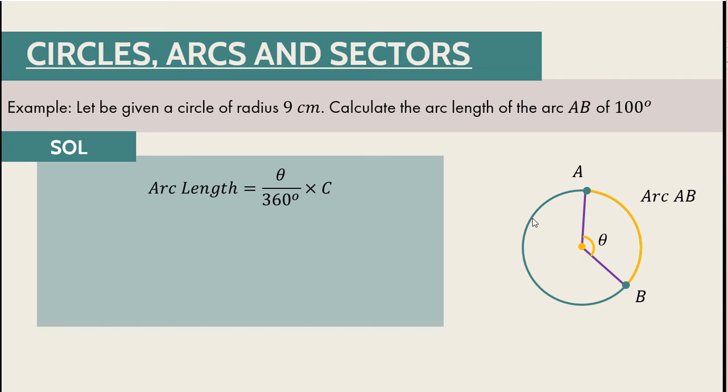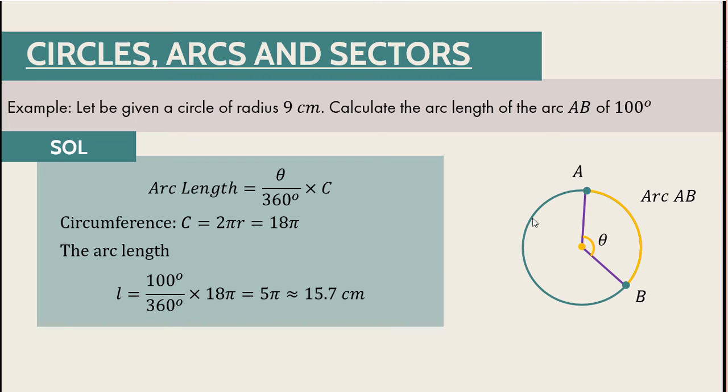Okay, the arc length is theta divided by 360 multiplied by the circumference. Now we just have to substitute the values into the formula. Circumference C is 2 pi r, equals 18 pi. So the arc length L is equal to 100 divided by 360 multiplied by 18 pi, which is equal to 5 pi, approximately 15.7 centimeters. So the arc length of the arc AB is 15.7 centimeters.